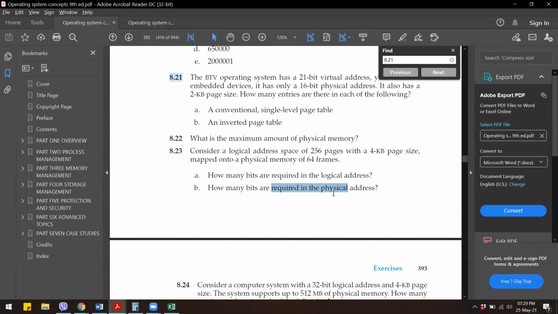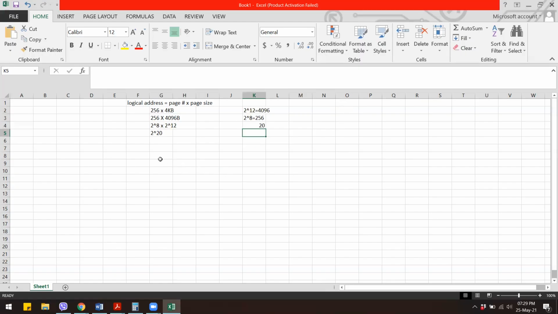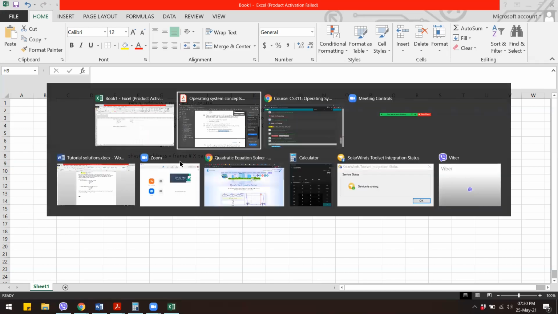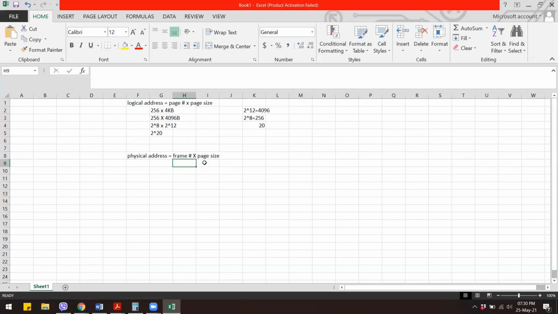Then in the physical address, we know it is made up of the frame number multiplied by the page size, because the page size is the same in both the logical address and the physical address. For the frame number, we have 64 frames. So we multiply 64 by 4096. 2 power 6 is 64, multiplied by 2 power 12, and we get 2 power 18. So in the physical address, there are 18 bits.